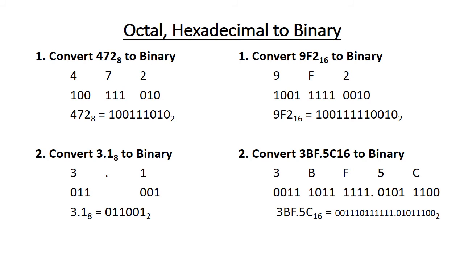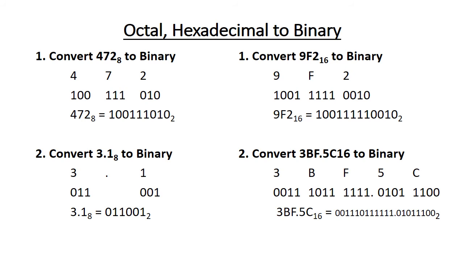Now how to convert an octal fraction to binary? 3.1 to the base 8 to binary. The binary equivalent of 3 is 011, and the binary equivalent of 1 is 001, and it is written jointly with the help of a dot.